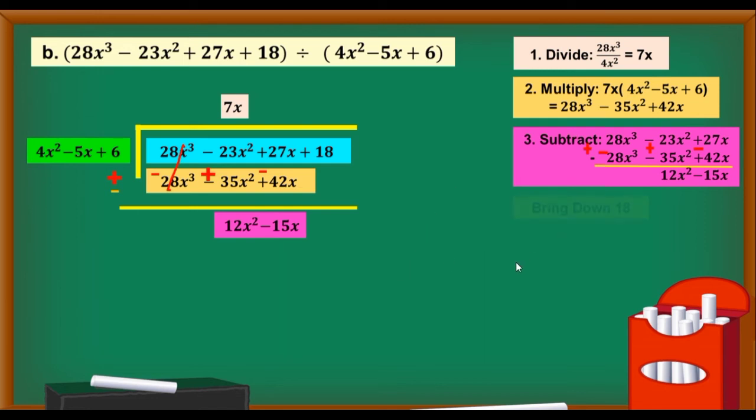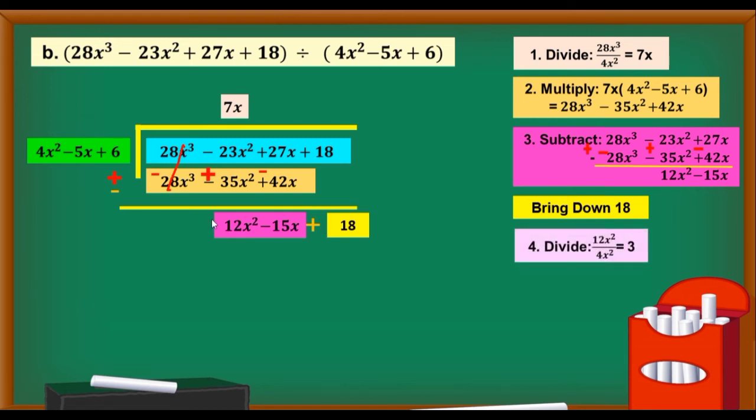Okay? And then, susunod po ay yung bring down, yung pang-apat. So, bring down natin yung 18. So, ngayon, divide po ulit tayo since may natira pa. At tatandaan po natin dito sa ating division ng polynomial, kung ang variable x natin ay mataas pa yung nasa dividend, pwede pa po tayong mag-divide. Okay? So, di-divide ulit tayo nung first term ng dividend, i-divide natin sa first term ng divisor.